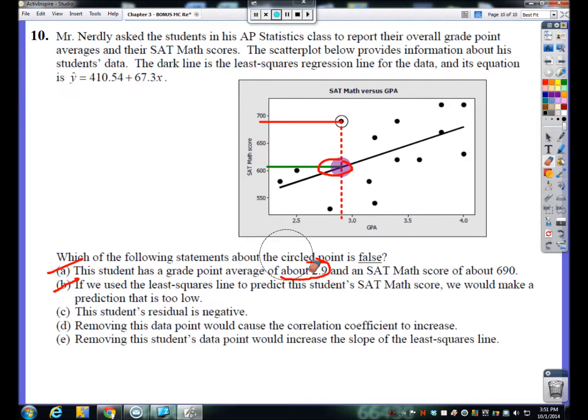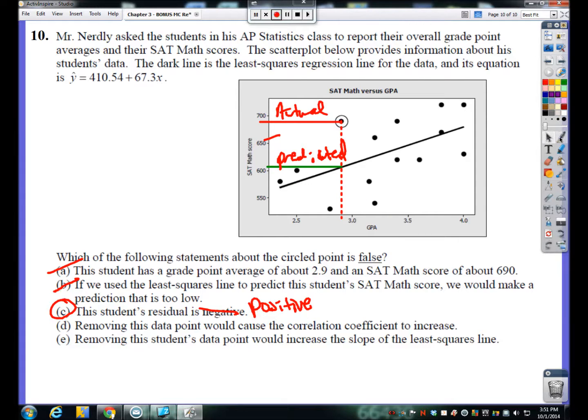Where are we at here? C, the student's residual is negative. Well, again, we said this was the actual. This is the predicted. So if I did actual minus predicted, would I end up with a negative number? No, I'd end up with a positive number because I got a big number minus a smaller number. So this should be positive. But it says negative, and hey, that's our false statement.